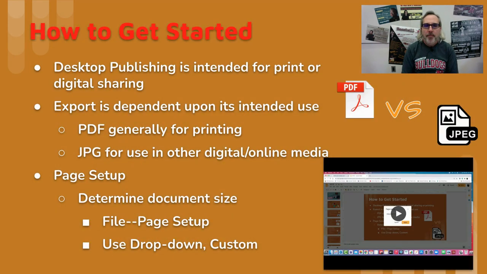So how to get started. Desktop publishing is intended for print or digital sharing. So when you're exporting a slide, you want to think about its intended use. If you're going to export a PDF, you're generally going to be using it for printing. If you're going to export it as a JPEG, you're probably going to use it in another digital file or online media.